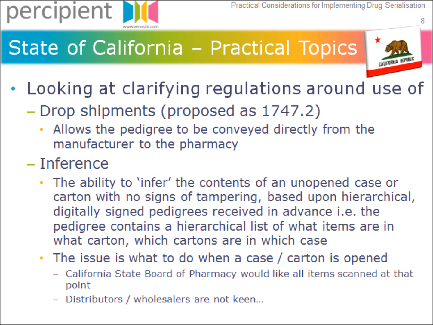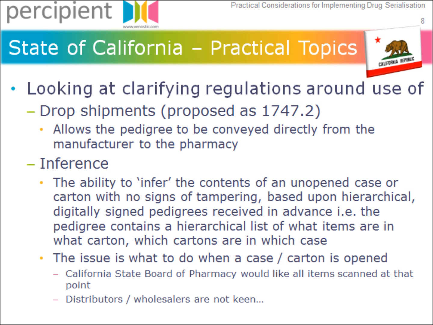We were talking about drop shipments, which is manufacturers sending products directly to the pharmacy regardless of the chain of custody, i.e. legal ownership. California will allow the e-pedigree to be sent directly from the manufacturers to the pharmacy. And again, that obviously makes things a lot easier. It does match the real product in movement.